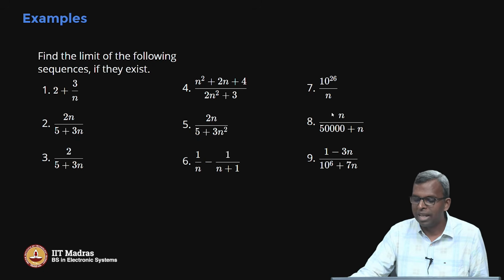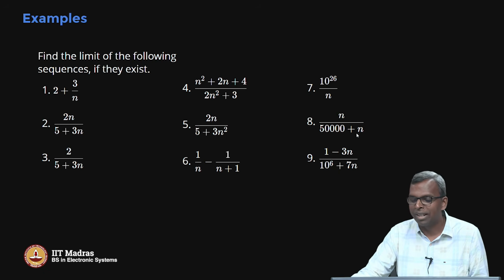The next problem also has something like that. So n by 50,000 plus n. Any small value of n you put, it looks like this is a very, very small number, but interestingly, what is the limit? If you actually compute the limit, you will get 1. Think about it.